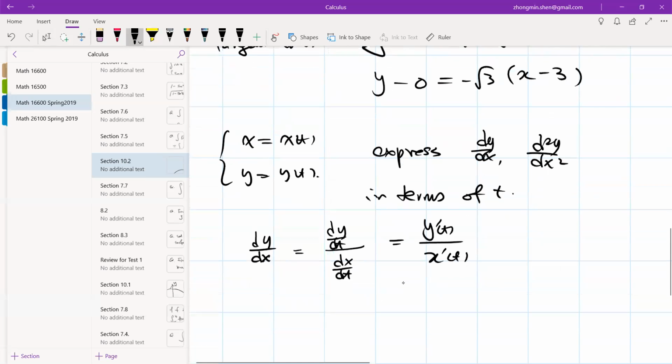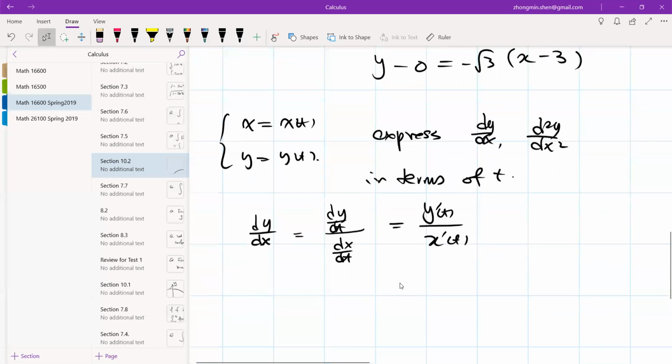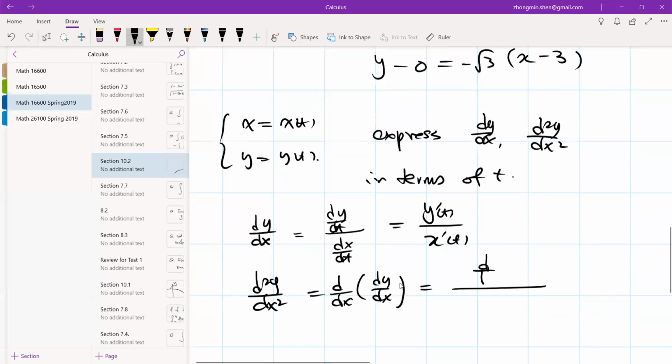All right, so how can I find the second derivative? The dependency of y on x is implicit. Y is a function of x, but most of the time we cannot write down the expression for the dependency. Still, we can find the second derivative. By definition, the second derivative is the derivative of the first derivative. Since the first derivative is already a function of t, it's going to be like that.